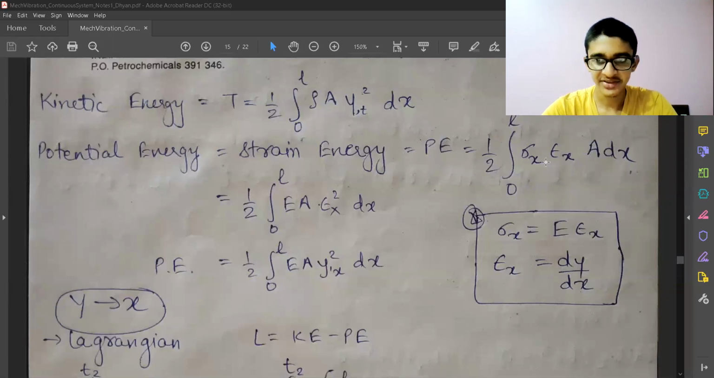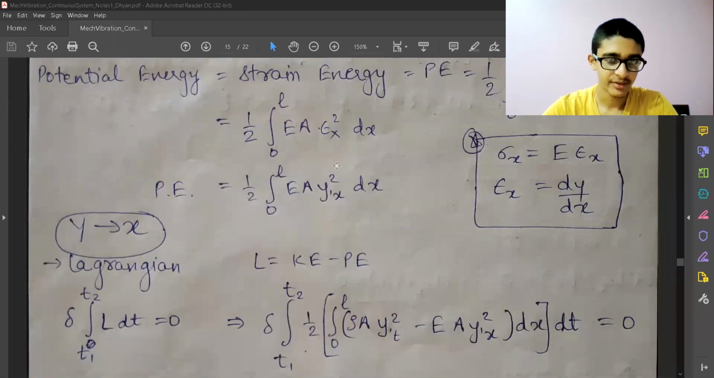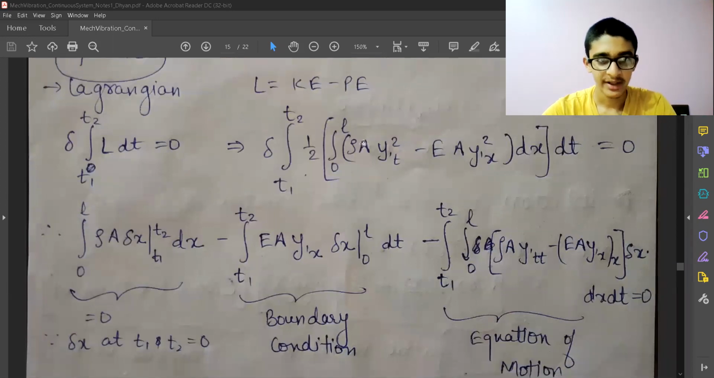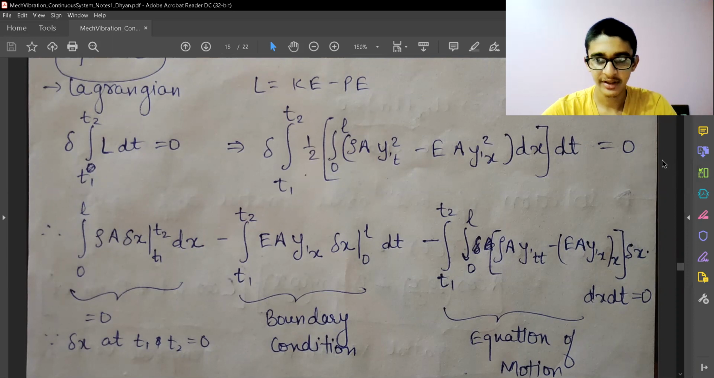That is the strain energy or the potential energy. Here is the expression. I have just changed the sigma to EA epsilon, and I have written epsilon x is equal to dy by dx. So let's write the Lagrangian, which is kinetic energy minus potential energy. This is the same approach which we have done for transverse vibration, and earlier also for all the continuous systems, even multi-degree of freedom systems sometimes. So this is the same. This is the action integral. I have substituted the Lagrangian here, and I have got this equation. So this is the direct result which I am indicating right now.